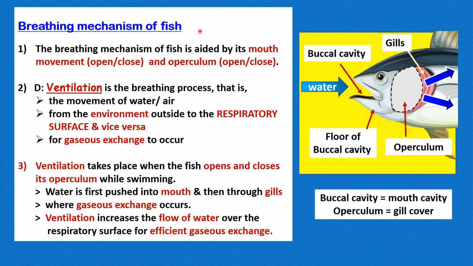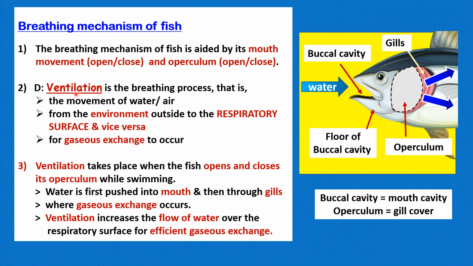Now, let's discuss the breathing mechanism of a fish. The breathing mechanism of a fish is aided by its mouth movement, in which the mouth can open and close, and the operculum, which also opens and closes. If you look at the fish from the side, especially a big fish in the aquarium, you'll notice that it's always opening and closing its mouth, and also it will open its operculum, which is the gill cover. It will open the opening here, and it will close it. These two parts are always moving, so it is carrying out the breathing mechanism.